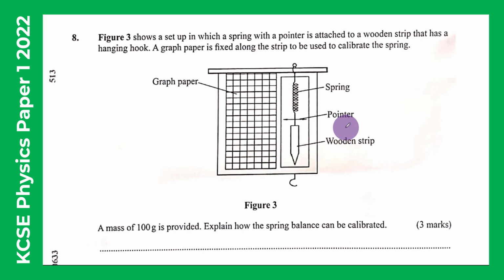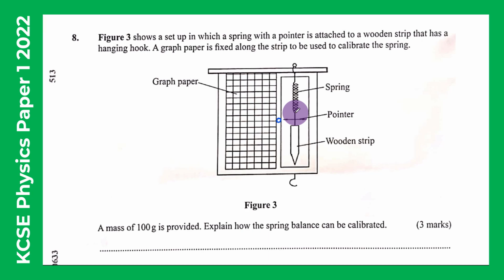So we've got this wooden strip here. This wooden strip is just to remove kinks in the spring, and in order to keep it straight. So what we are going to do is this: we are going to identify the position of the pointer on this scale and maybe call that position 0.